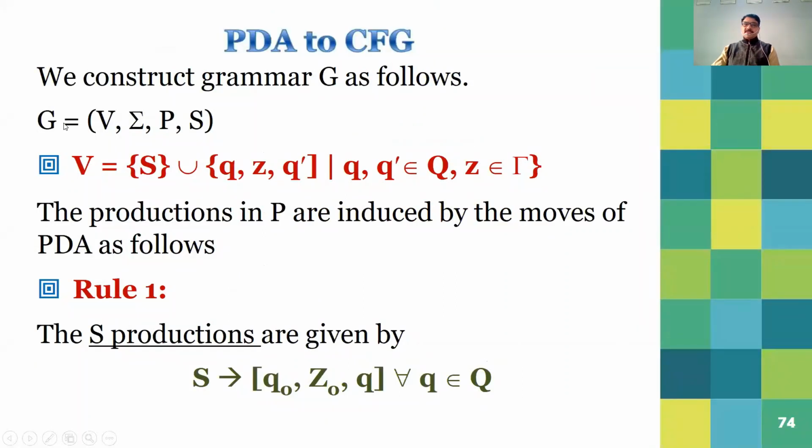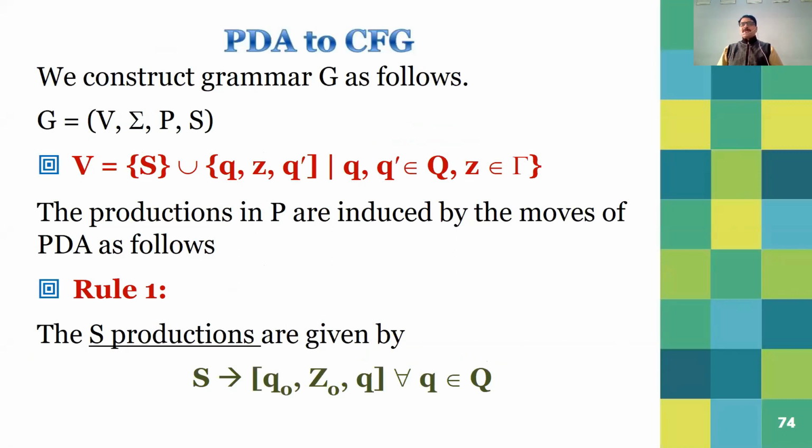You know that a grammar can be represented by four tuples. We already know this. So the tuples are: variables V, terminals that is sigma, P that is the set of production rules, and S is the start symbol. So there are certain rules to define all these tuples.